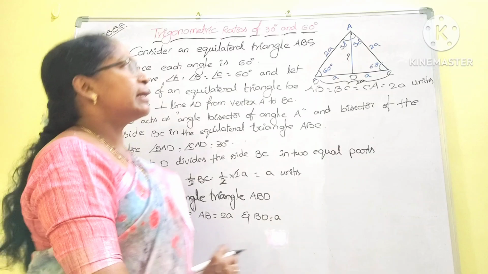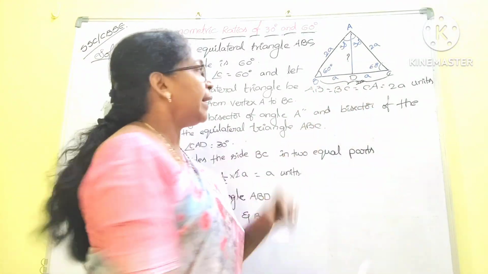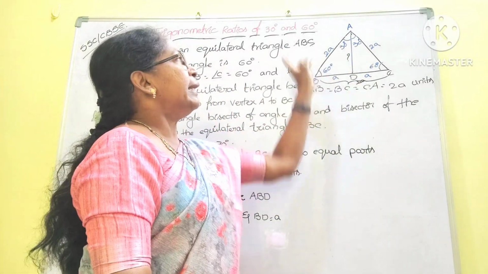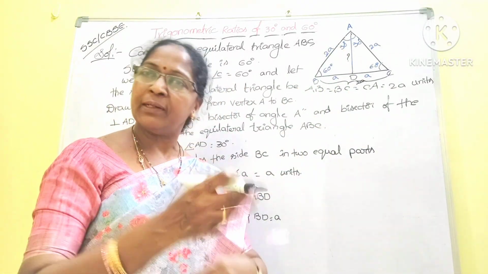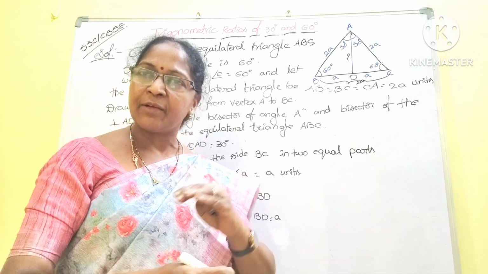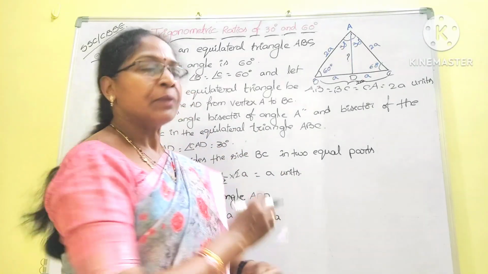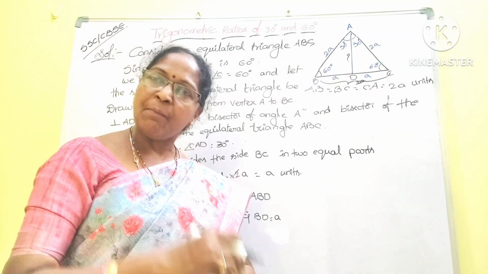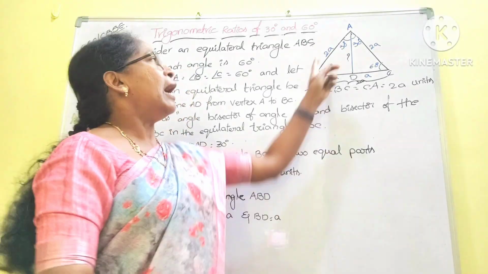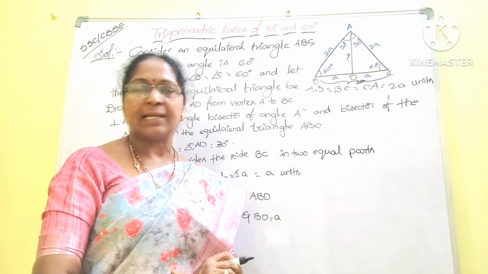In this right angle triangle, what are the sides? AB is one side, BD is another side, and DA or AD is the third side. In this right angle triangle, we have a formula. We know that by using the Pythagoras theorem, according to the Pythagoras theorem, the hypotenuse square equals the sum of the squares of the two other sides. Otherwise, hypotenuse square equals opposite side square plus adjacent side square.